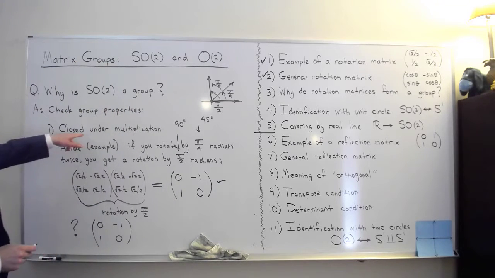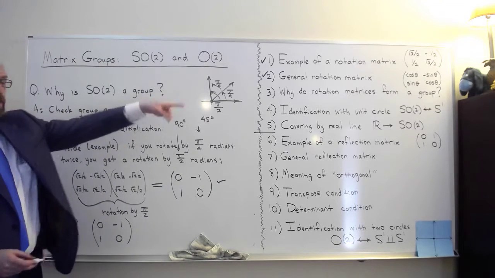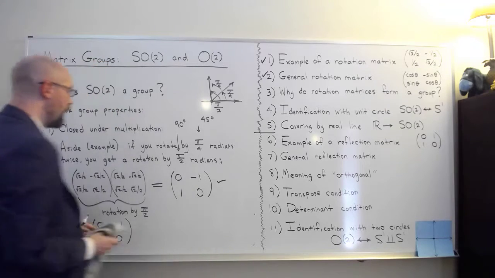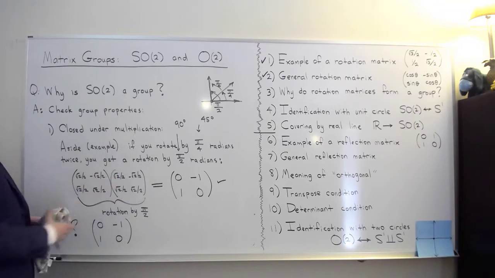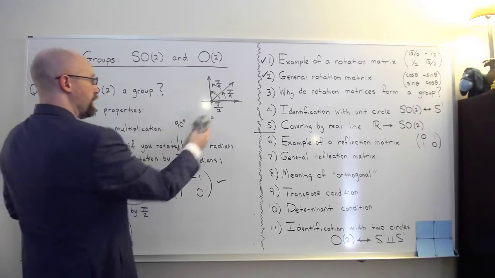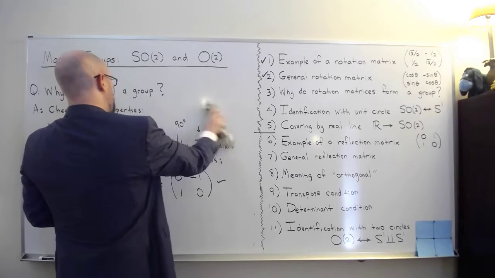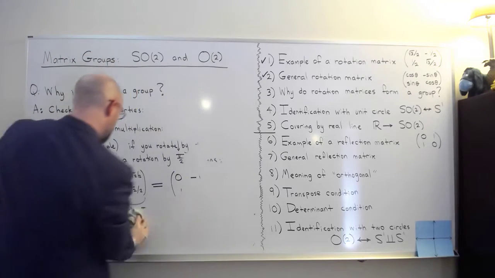Now this doesn't prove closed under multiplication yet, because we just showed it for a particular little example. But I wanted to illustrate this happening before we write out the way it looks in the general case. So let me scrub off most of this.